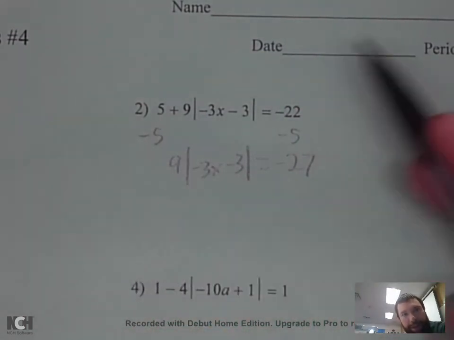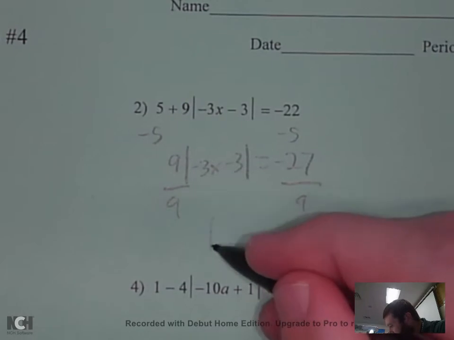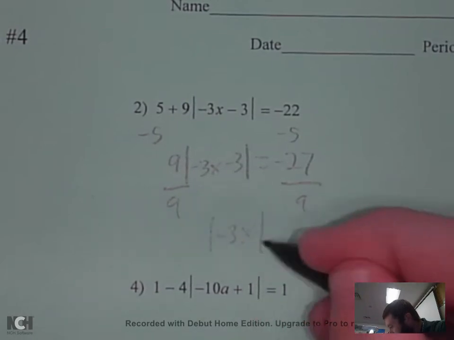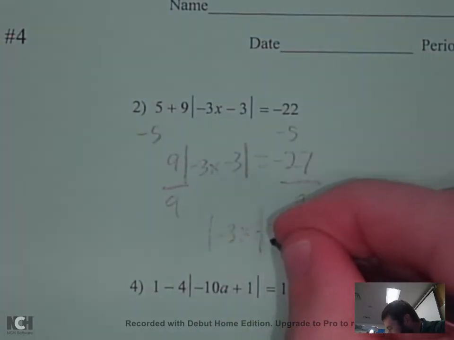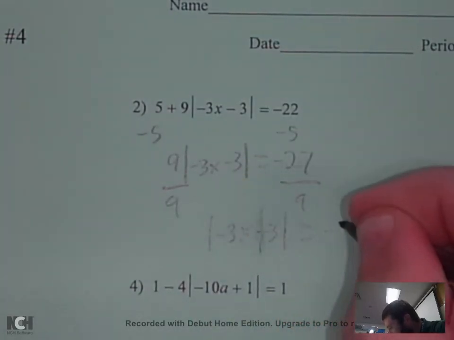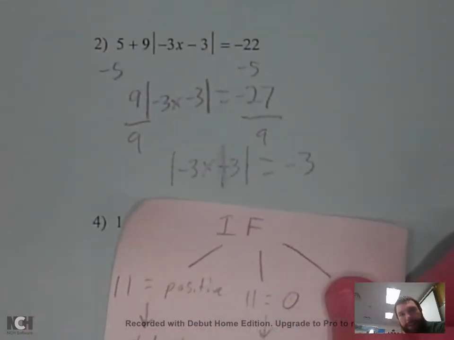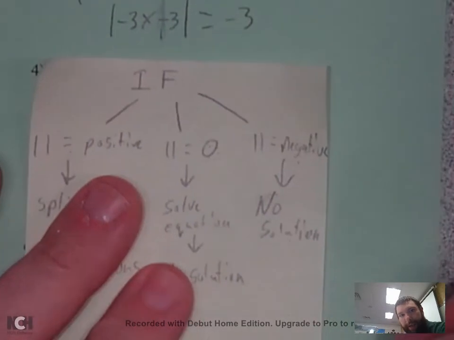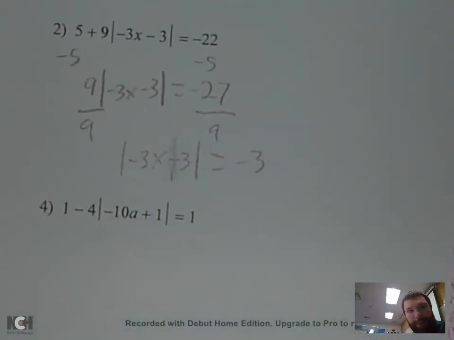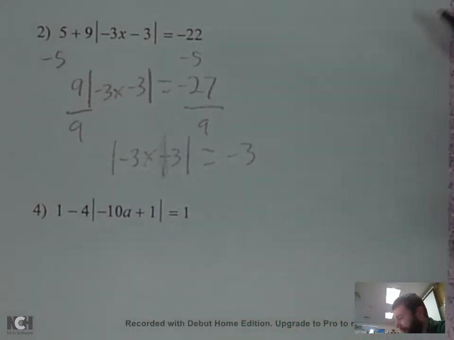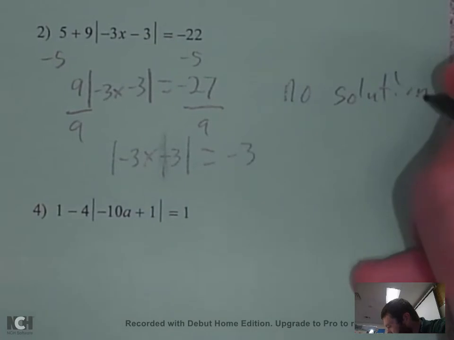Then obviously you'd still have to get rid of the 9, so you divide by 9, and you'd have the absolute value of negative 3x minus 3 is equal to negative 3. Now we do our check. It's equal to a negative number, right? That tells me there's no solution. So we have to wait until the absolute value is all by itself before we check, and since it is all by itself now, it's just no solution.